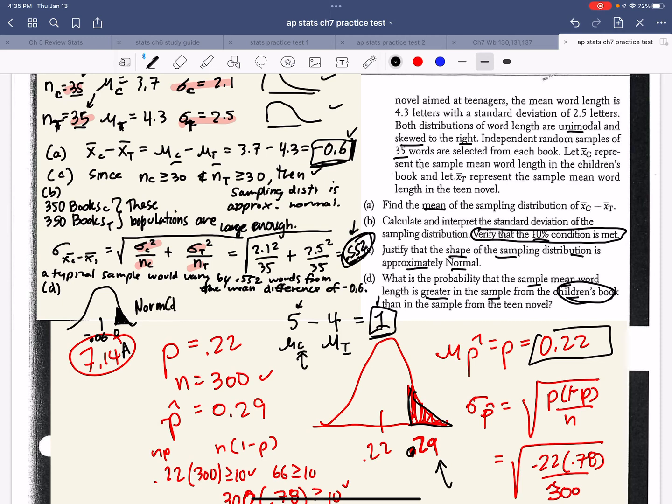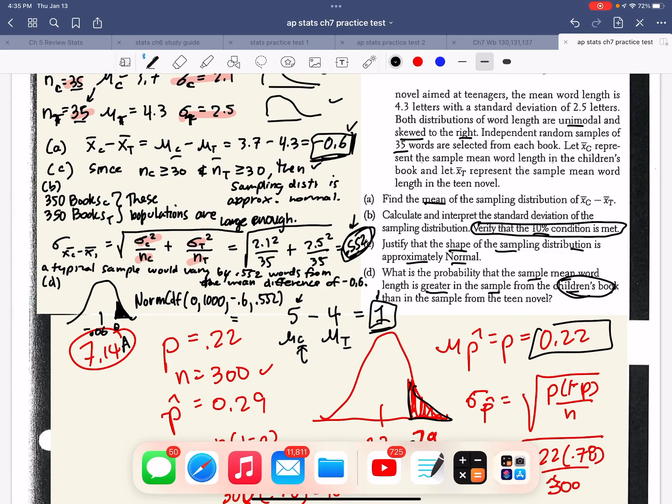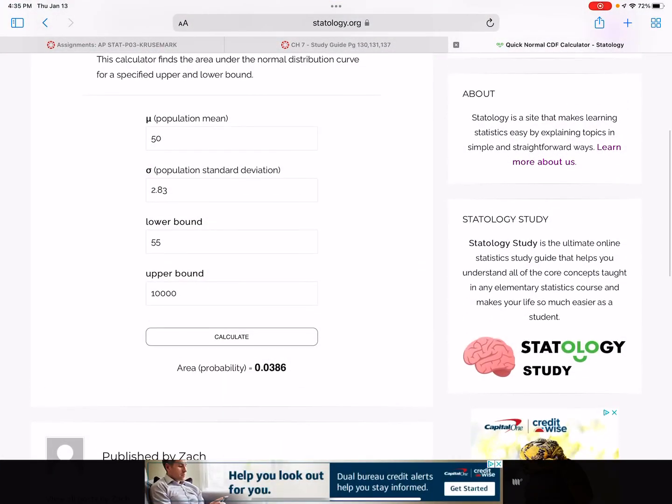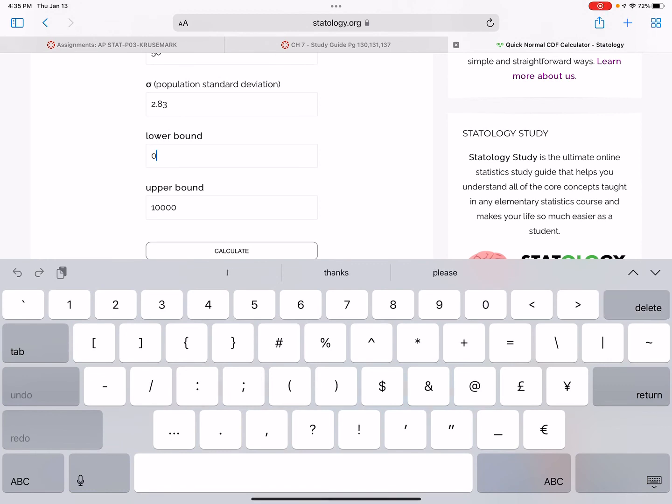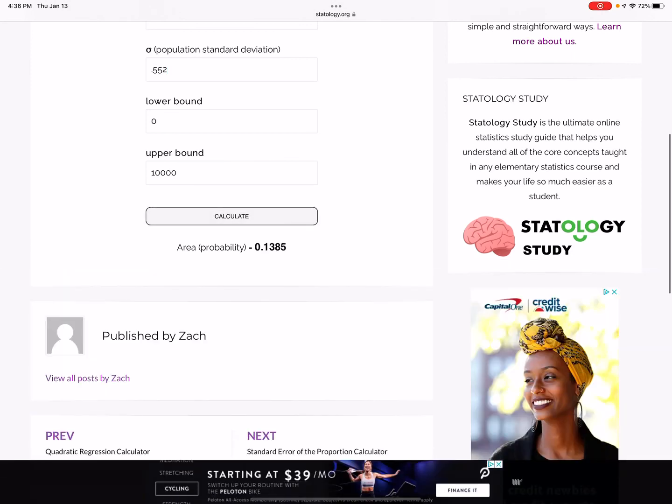Okay? So, no big deal. I'm just going to do norm CDF, lower bound 0, upper bound a big number, like 1,000, mean negative 0.6, standard deviation 0.552. Bada boom, bada bing, I'm going to be done. Calculate.